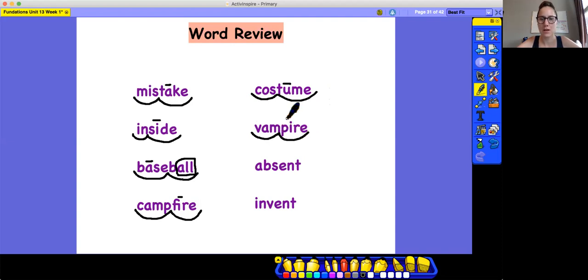Vampire, long I sound, vampire. We also have the AM glued sound in this word, vampire. All right, read the next word. Absent. So we have absent, absent. All right, last word. Invent. Invent. Great job reading with me. So remember, I didn't mark everything on those words. We were just practicing scooping those two syllables each time.